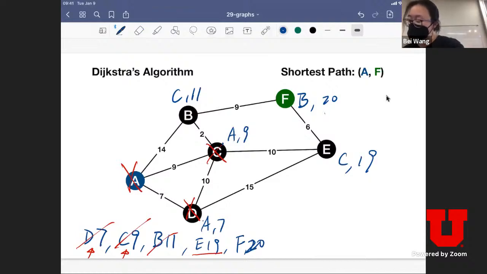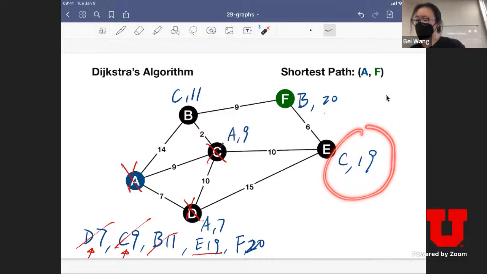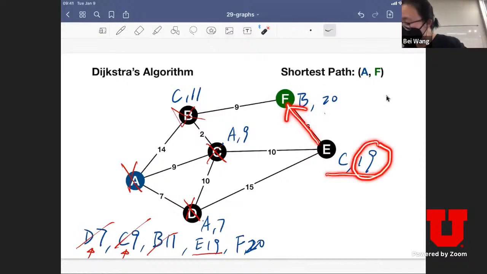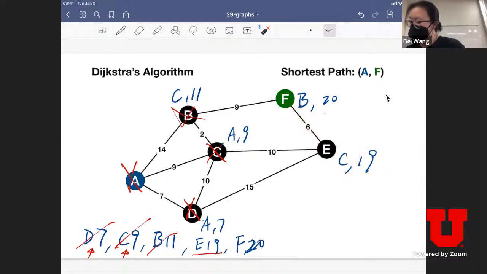So now the next thing I want to process is this piece here. So when I have E, E can also reach F, okay? But then if I actually reach F, it's a cost of 19 plus cost of 6, which is 25. And that is bigger than 20. 25 is bigger than 20. So I don't need to take that path.